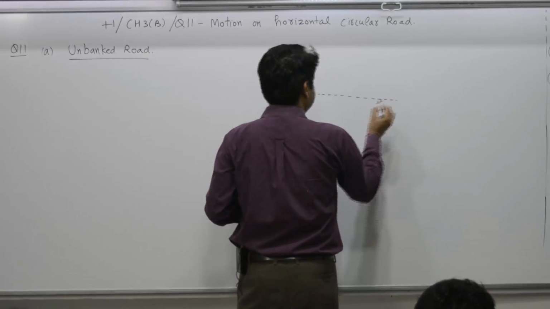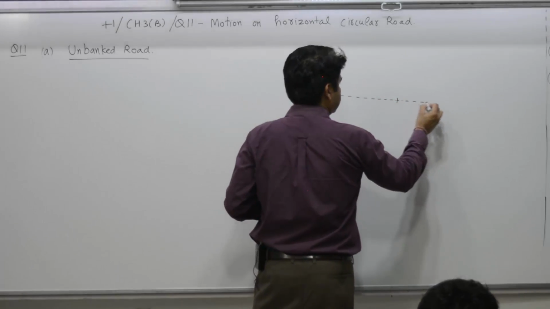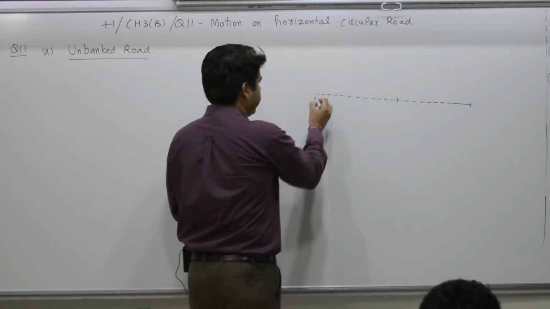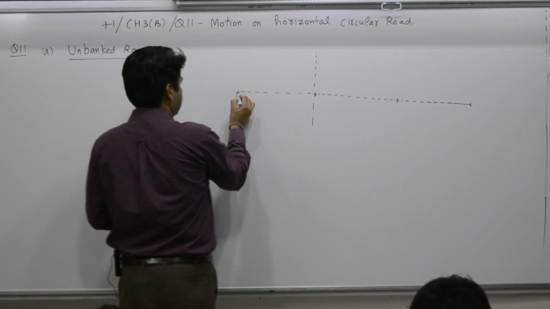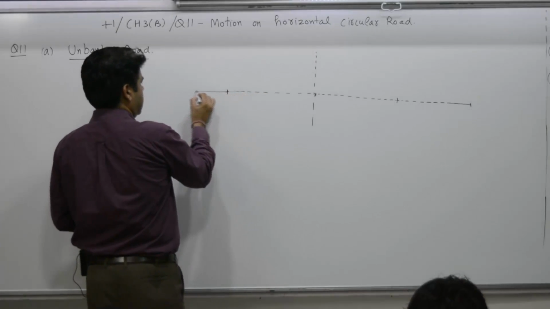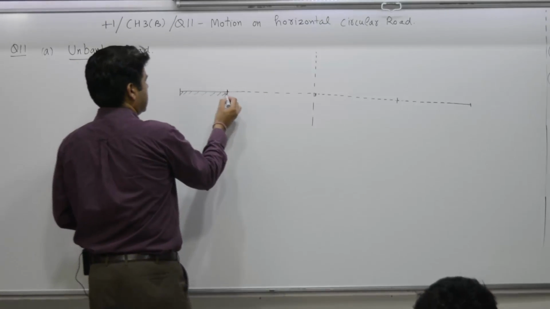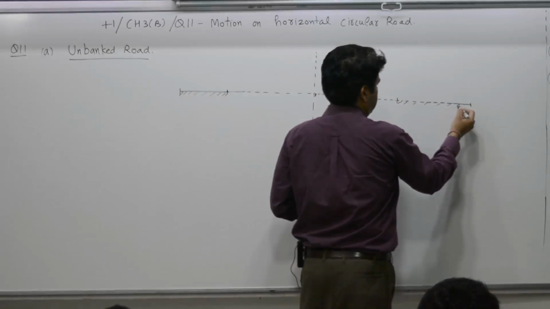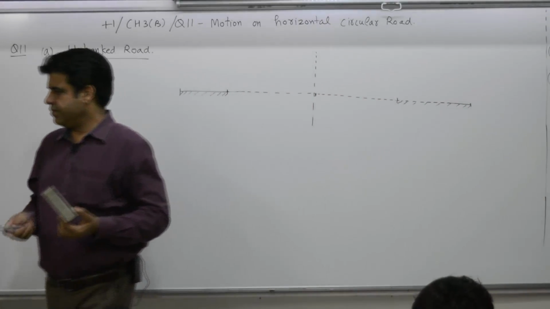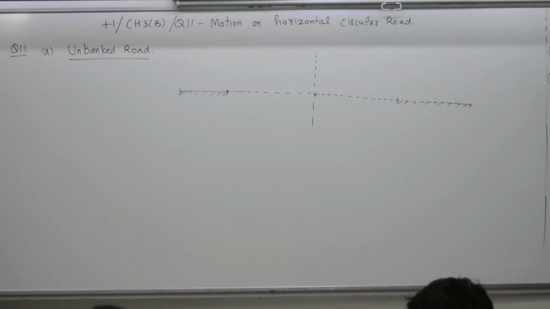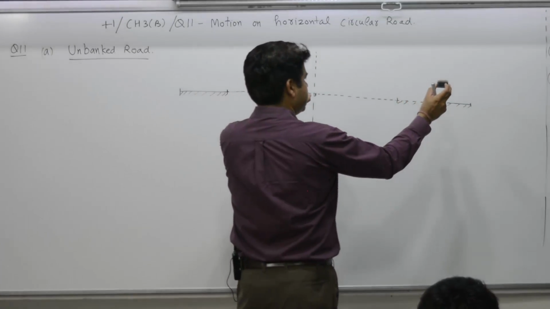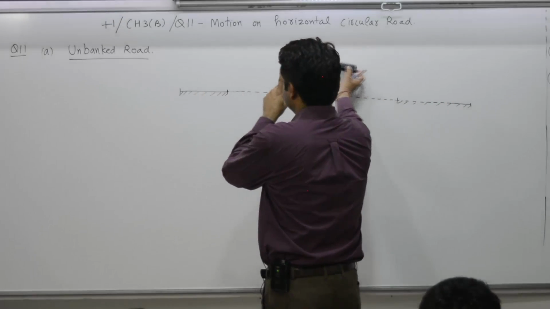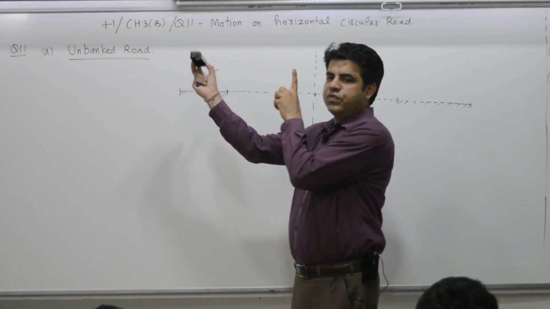So this is how I will draw it. This is the axis of rotation. This part is the road, and this is the vehicle entering into the page. This is the axis of rotation. This is how the vehicle enters. It takes a half circle, and then it is towards the reader.